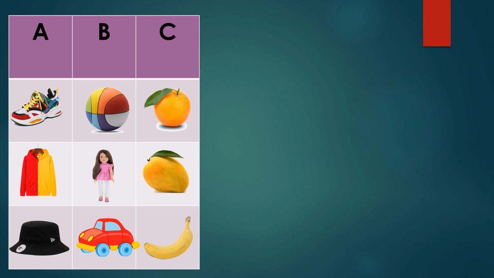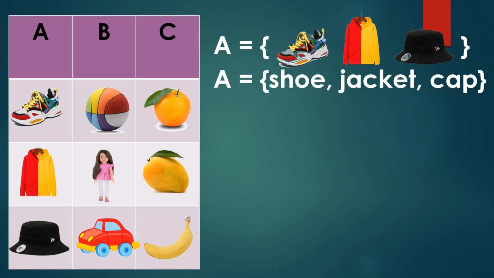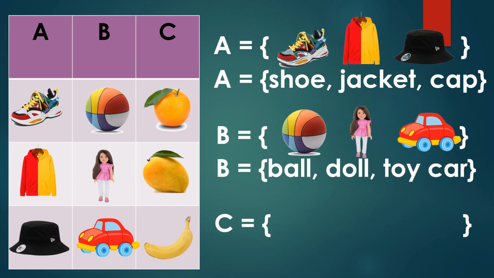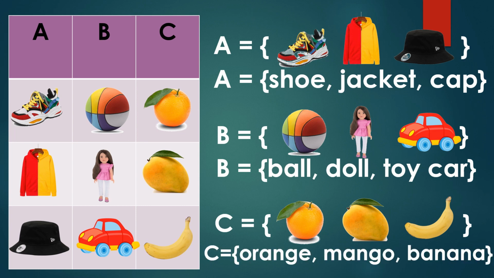Let's write our groups using words properly. Group A consists of shoe, jacket, and cap. We will use the symbol equals and braces to show that they are in one group. The capital letter A tells us the name of the group. Can you write groups B and C using this way? Group B consists of ball, doll, and toy car. While the members of Group C are orange, mango, and banana. They are written this way. Great!